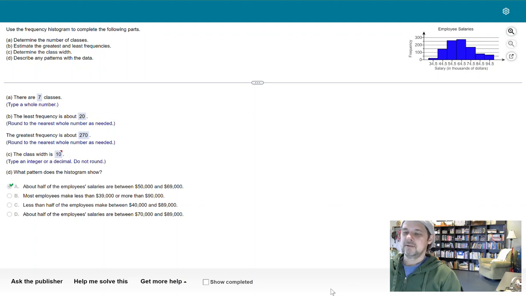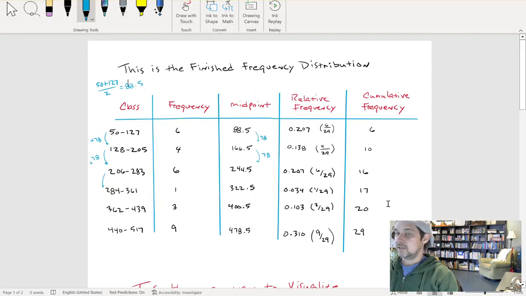All right. Okay, now there are other numbers here. There's the relative frequency. The frequency says 6 right here, which says there were 6 students who spent between $50 and $127 at the bookstore. That's what that 6 means. The midpoint is the middle of this group, okay? The relative frequency says 6 out of 29 total, okay?